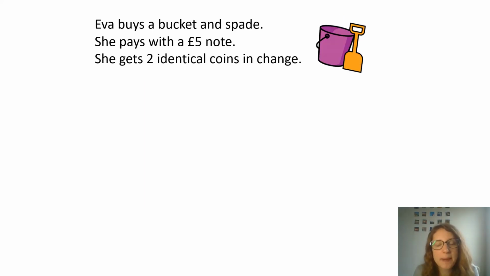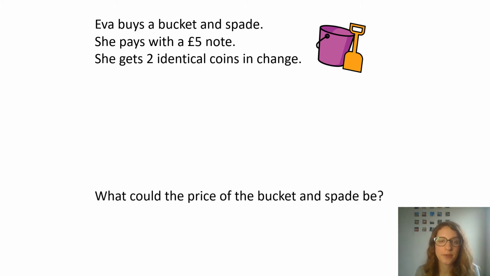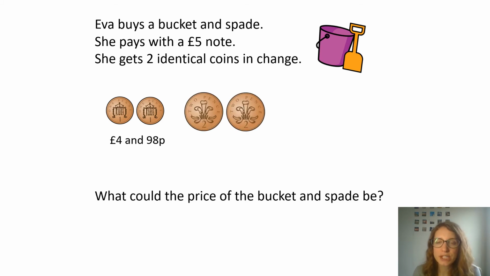Okay, so Eva buys a bucket and spade. She pays with a £5 note, and she gets 2 identical coins in change. So we need to try and work out what the price of the bucket and spade could be. If she got 2 1p coins as change, what would the cost of the bucket and spade be? So work it out. £5 in total. She's getting 2p change. So how much did they cost? Good, £4.98. What about if she had 2 2p coins? How much would it cost?